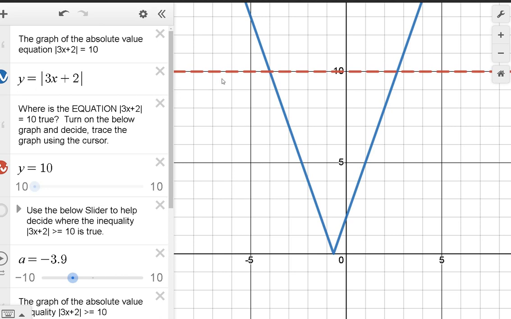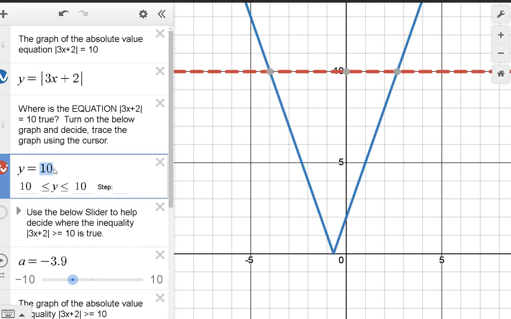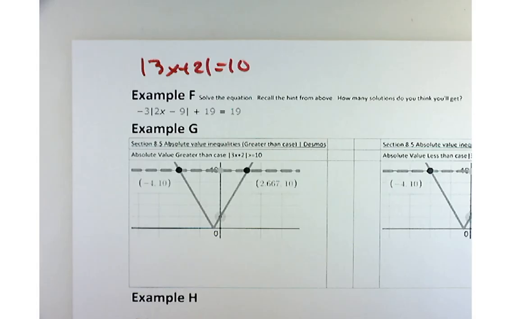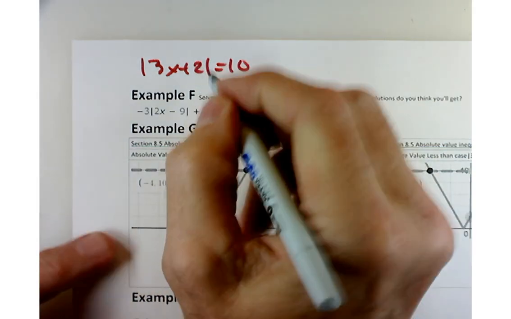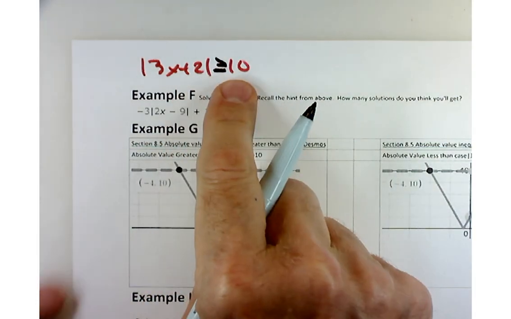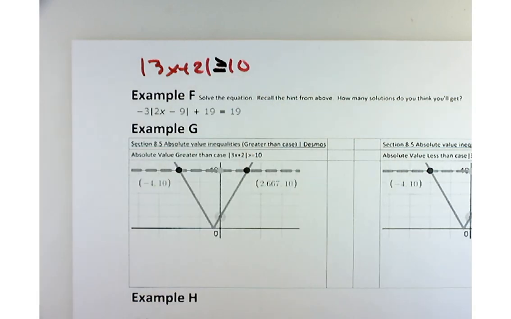That's because we have to look for two solutions. If you were to give it a graphical interpretation, you're looking for where the absolute value of 3x plus 2 is equal to 10. And those graphs cross each other at two places. So there were two solutions to our absolute value equations. But what if I turn that equation into an inequality? If I want to know where this is greater than or equal to 10, that changes things up.